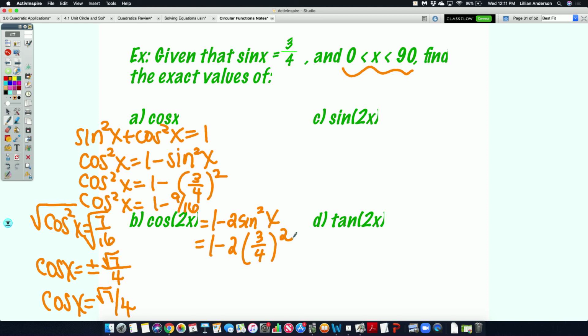What do I do first when I do order of operations? The square. What's 3/4 squared? Then what do I need to do? What's 2 times 9/16? And then what's 1 minus 18/16? Wait, you said negative? Negative 2/16, which is a negative 1/8. That's what you said, right? And that is cosine 2x.